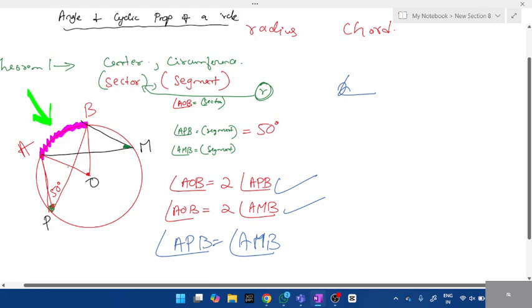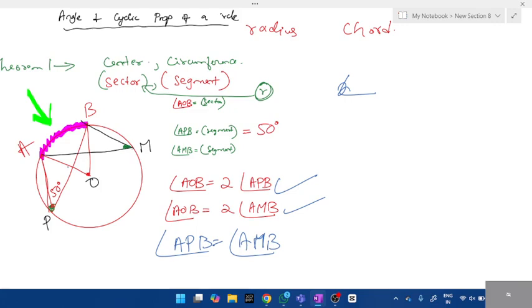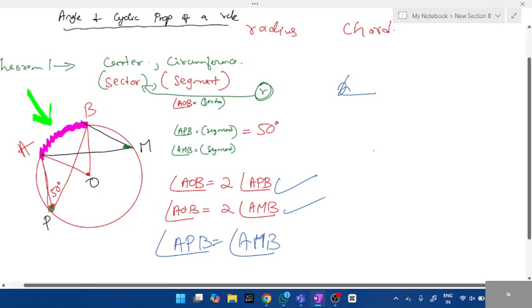So you should remember any one. Either remember chord, radius chord property, or sector segment property, or center circumference. Center circumference, radius chord, sector segment. Okay, you can use the second property.